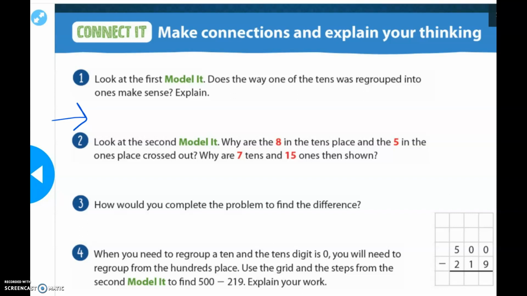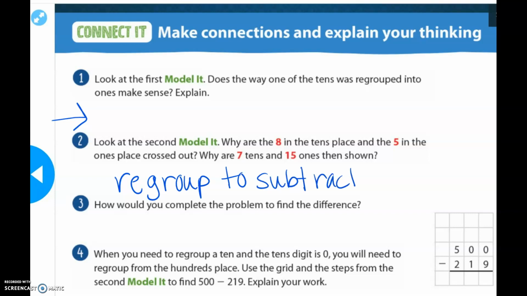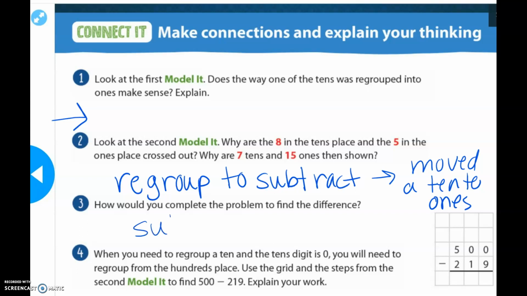Then it says, look at the second model. Why is the 8 in the 10s place and the 5 in the 1s place crossed out? Well, because we had to regroup, right? So we're going to write that we had to regroup to subtract. And then it says, why is there 7 10s and 15 1s shown? Because we moved a 10 to 1s. Then it said, how would you complete the problem to find the difference? Well, we just subtract once we regroup, right?